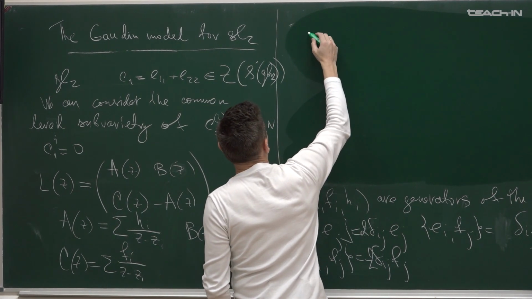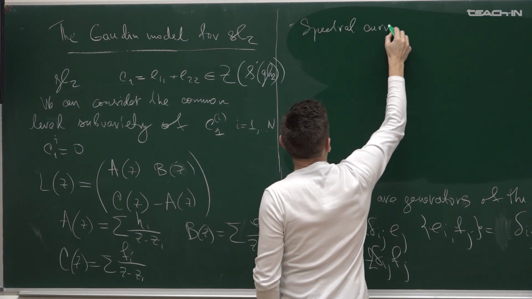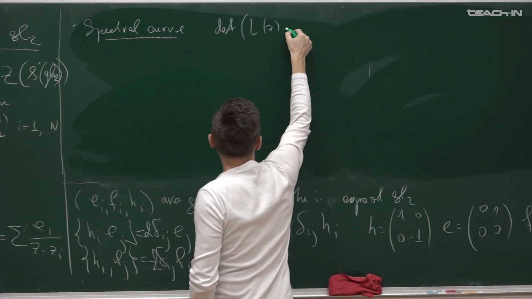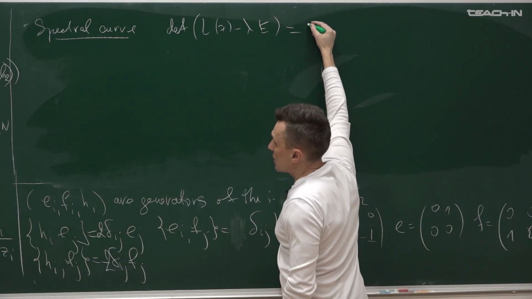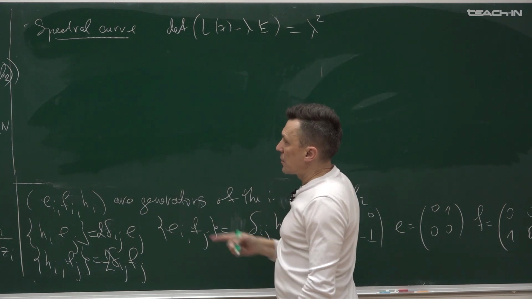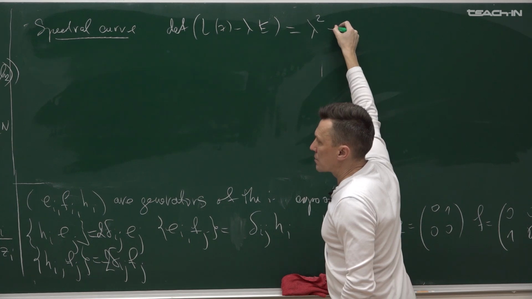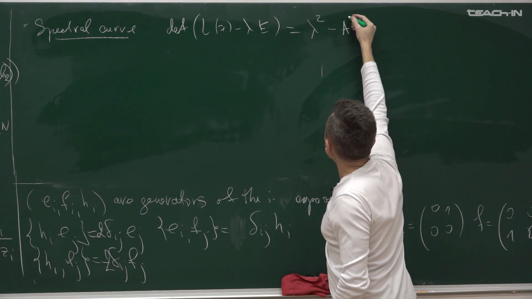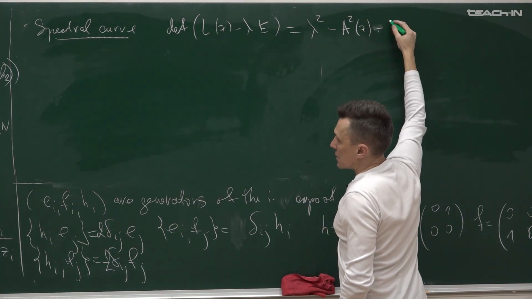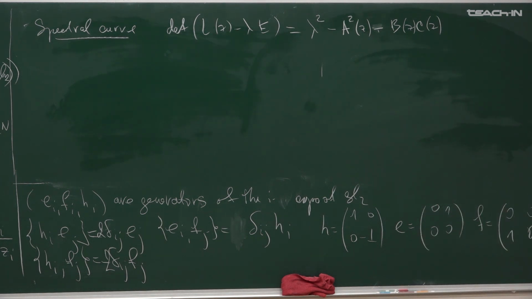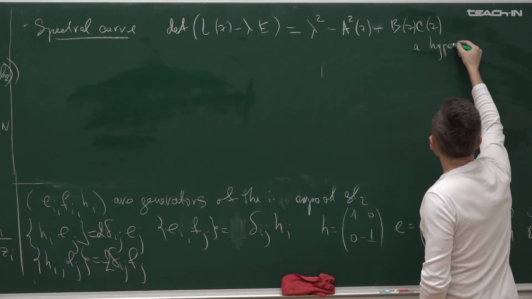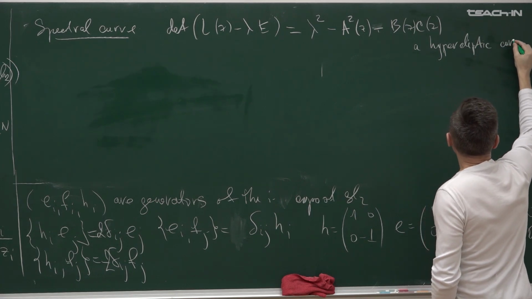Okay. We also considered the spectral curve for this Lax operator. So our spectral curve is the determinant of L of Z minus lambda, and it is equal to lambda squared minus the determinant, but the determinant is a square of Z minus B of Z, C of Z. So it means, for example, that this is the hyperelliptic curve.